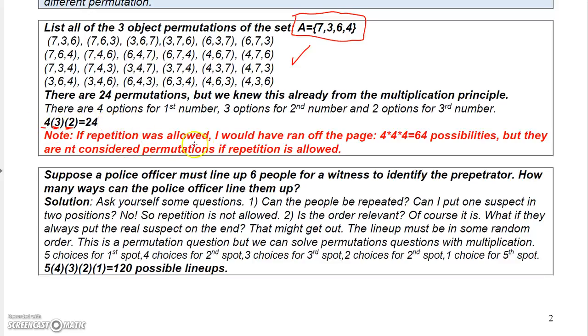Now, if repetition was allowed, I would have run off the page because I would have had 4 ways to choose each number. So each number could be 7, 3, 6, or 4. So there's 4 ways for the first number, 4 ways for the second number, 4 ways for the third number. But those aren't considered permutations because in that case repetition would be allowed.